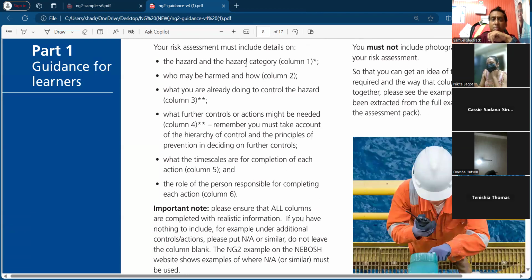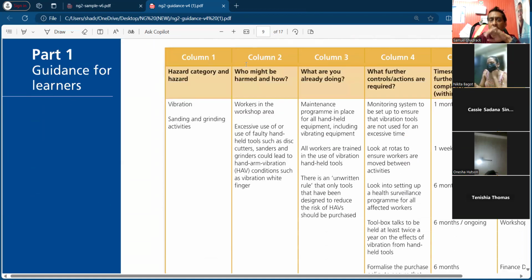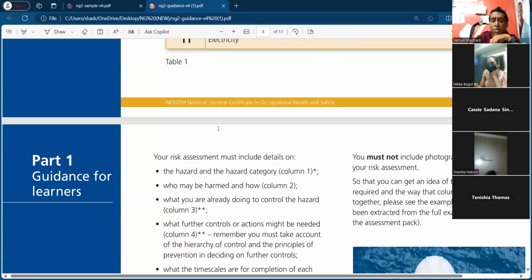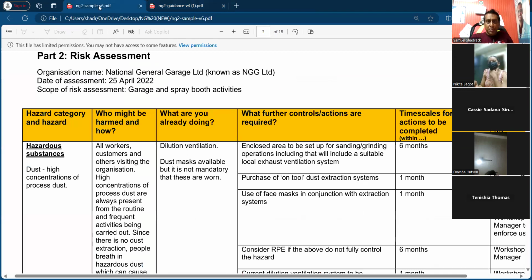They do have a replica of it here as well, but we would use the sample there, and it is almost the same thing. Hazard category: vibration. Can you use vibration? The answer here would be yes, because vibration is here. You also have to give an example of what is causing the vibration: sanding and grinding activities are what cause the vibration to the hand. Any questions on that? If not, we'll go straight into column two.